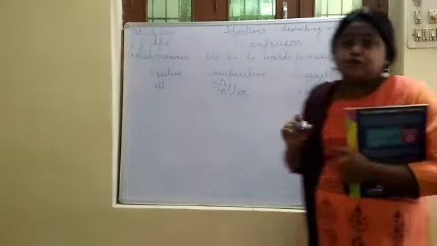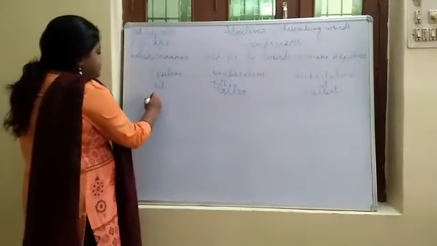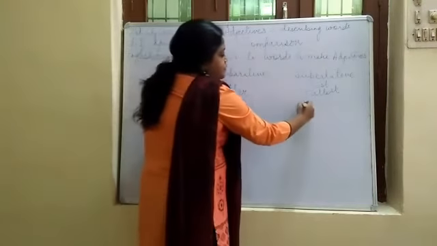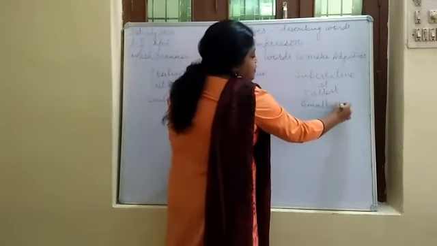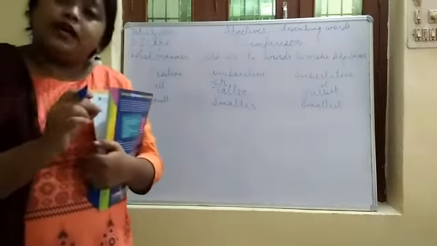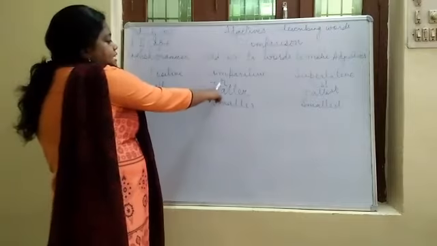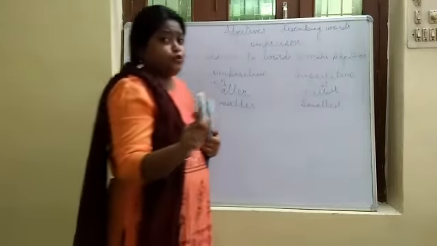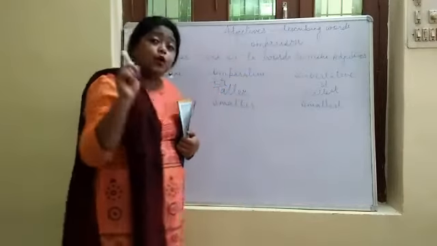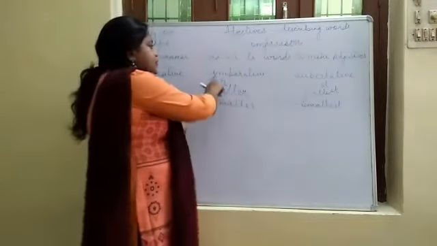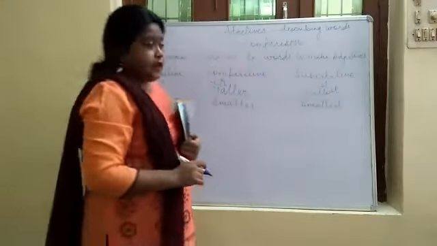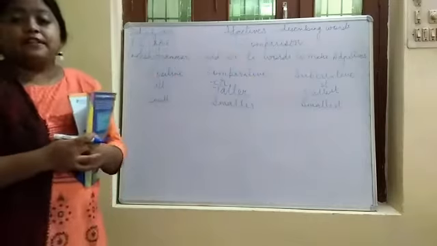Similarly, another example: small becomes smaller, then smallest. So always remember, children, when we are comparing between two elements, it's called comparative degree and we add er to it. When we compare more than two elements, not two, more than two, it's called the superlative, and we add est to it. Okay, this is the way we do comparison.